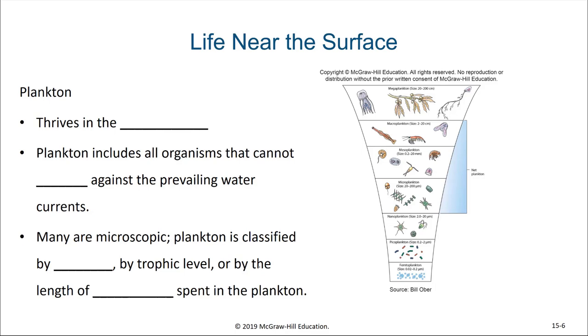Plankton thrives in the epipelagic. The plankton includes all organisms that cannot swim against the prevailing currents. Many are microscopic. In fact, plankton is classified by size, by trophic level, or by the length of time spent in the plankton. This diagram shows the designation of plankton based on size. The smallest plankton are the femtoplankton. These are going to be the viruses of the ocean.